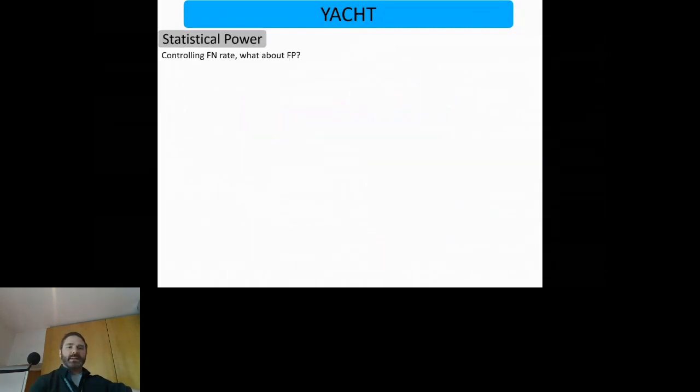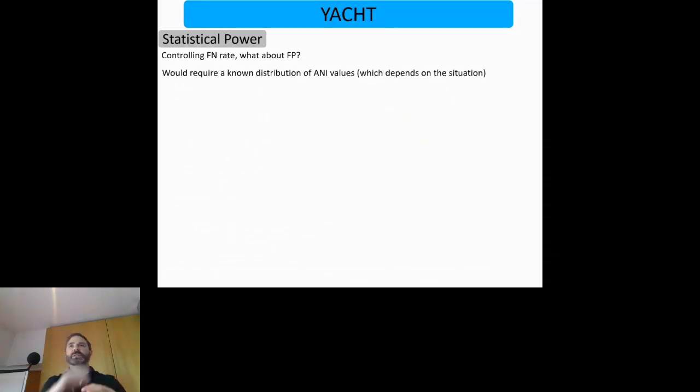So that's basically how this algorithm works. How powerful of a test is it? Well, I told you that we were controlling the false negative rate. And so its power is going to be, well, how is the false positive rate? Unfortunately, to do this, you would have to assume some distribution of ANI values, which is going to be totally different depending on sequencing technology, the environment of what you're sampling, et cetera.